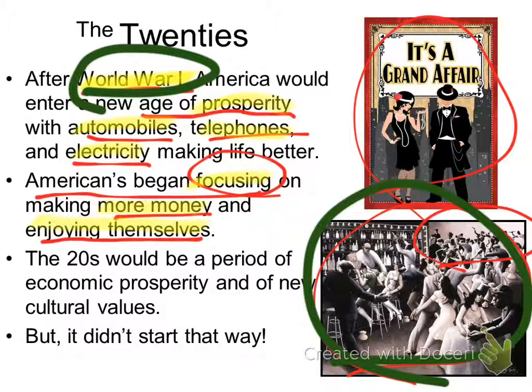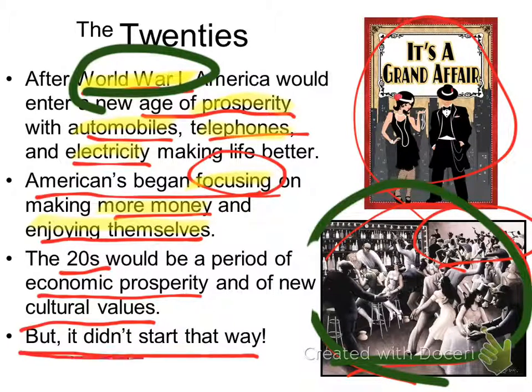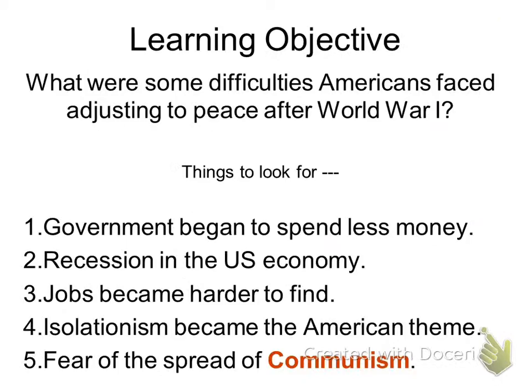Third bullet, the 20s will be a period of economic prosperity, and of new cultural values. Some of them we've already discussed, and we will continue to do so as we go through this PowerPoint. But there would be a great deal of economic prosperity across the board. Now, did everyone fully benefit? No. But did the bulk of the country benefit, economically speaking? Yes, they did. Our last bullet, but it didn't start that way. It did not start with a great deal of economic prosperity. It started off the exact opposite. All right, let's go to our next slide.